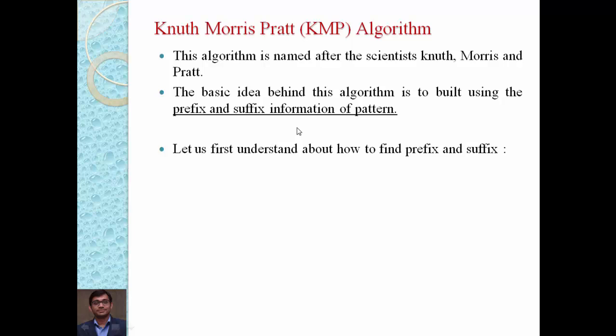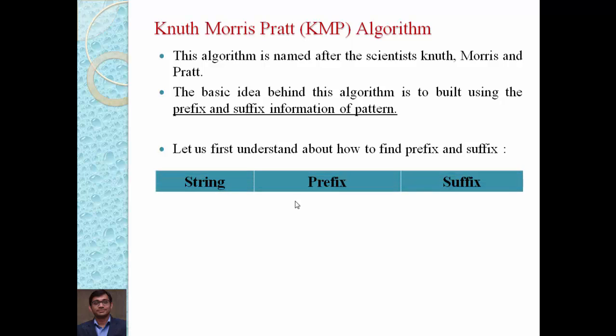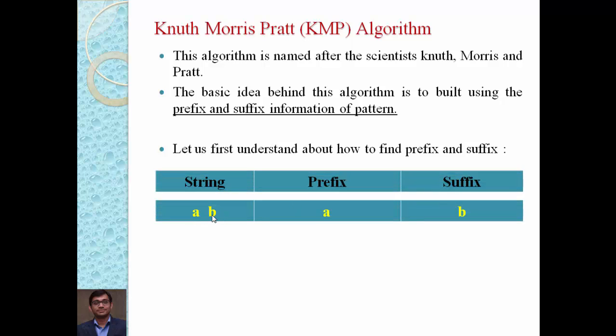So let us take a different example. Suppose our string is A and B. Our string has two characters, A and B. Then the prefix and suffix of the AB string: A is before the B, so the prefix is A, and B is after A, so the suffix is B. If only two characters are there, then the first character will be prefix and the second will be suffix.